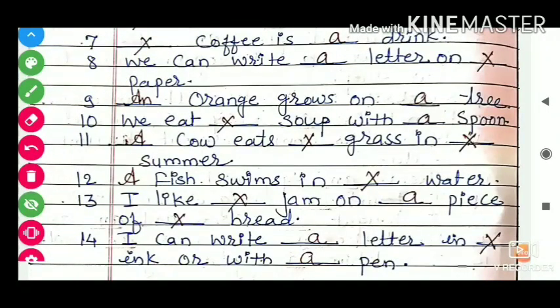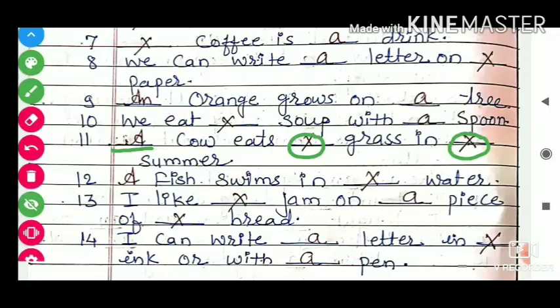A cow eats dash grass in dash summer. A cow. Before cow we can use a. A cow eats grass. No article is used before grass. In summer, no article used before season. So, a cow eats grass in summer.